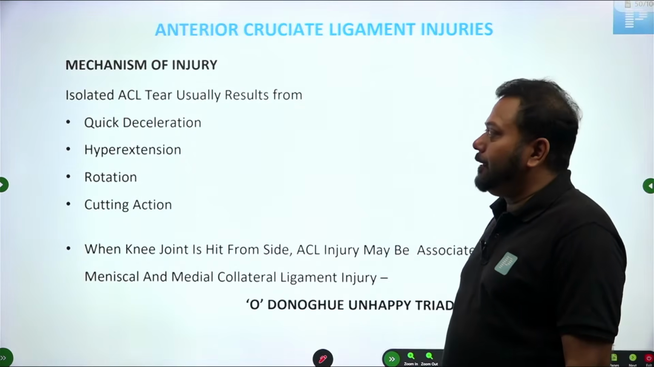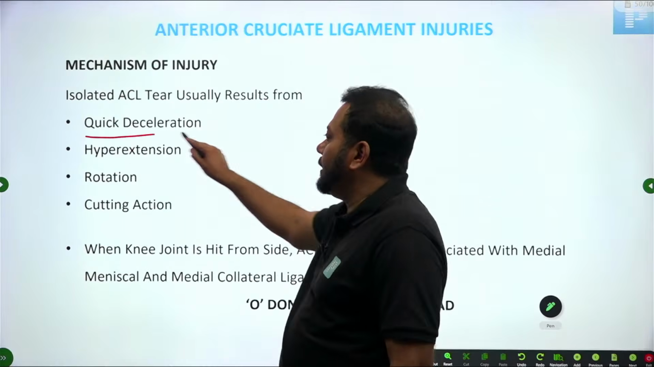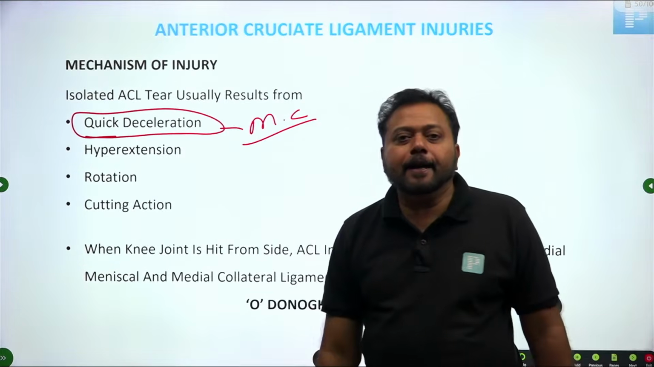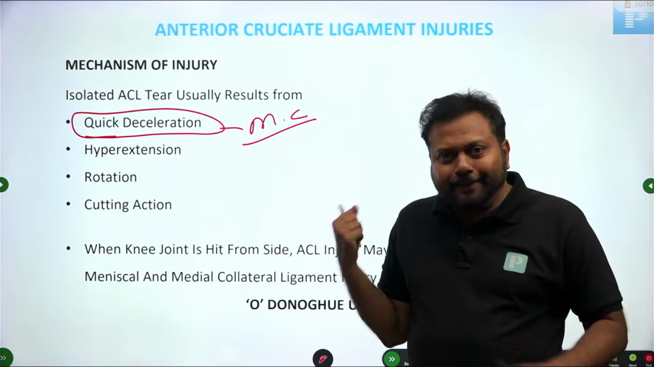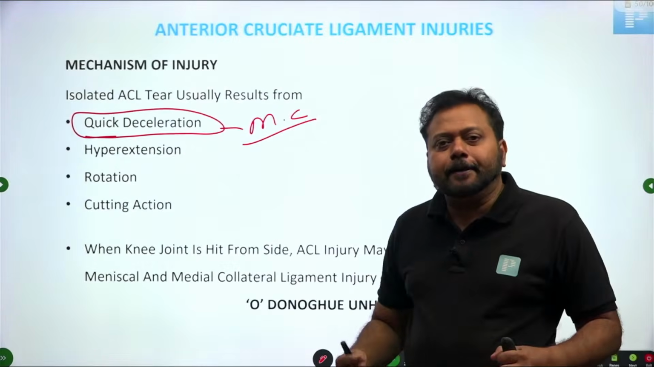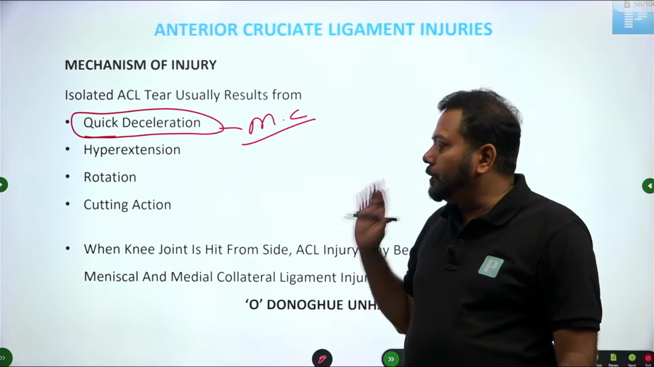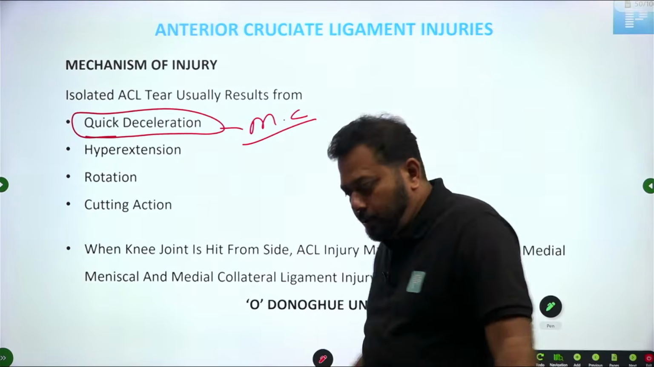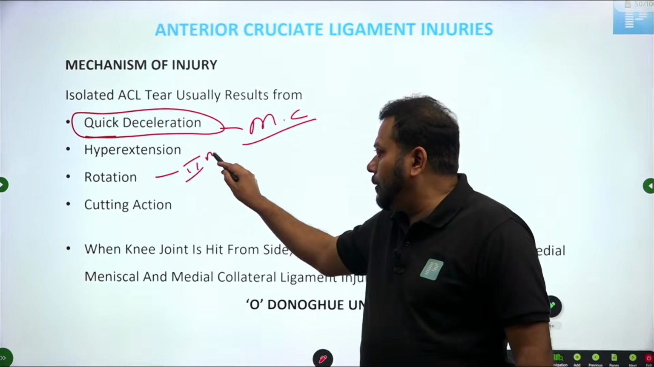Anterior cruciate ligament injury. The mechanism of isolated ACL injury is quick deceleration. This is the main thing. The most common mechanism of ACL injury is quick deceleration. What do you mean by that? A football player is running. Suddenly somebody has come on the way. Suddenly, unexpectedly, very quickly he wants to decelerate his force. Okay, ACL will be gone. That's the most common. Otherwise, foot fixed to the ground, twisting, rotation of the knee joint. That is the second common mechanism.